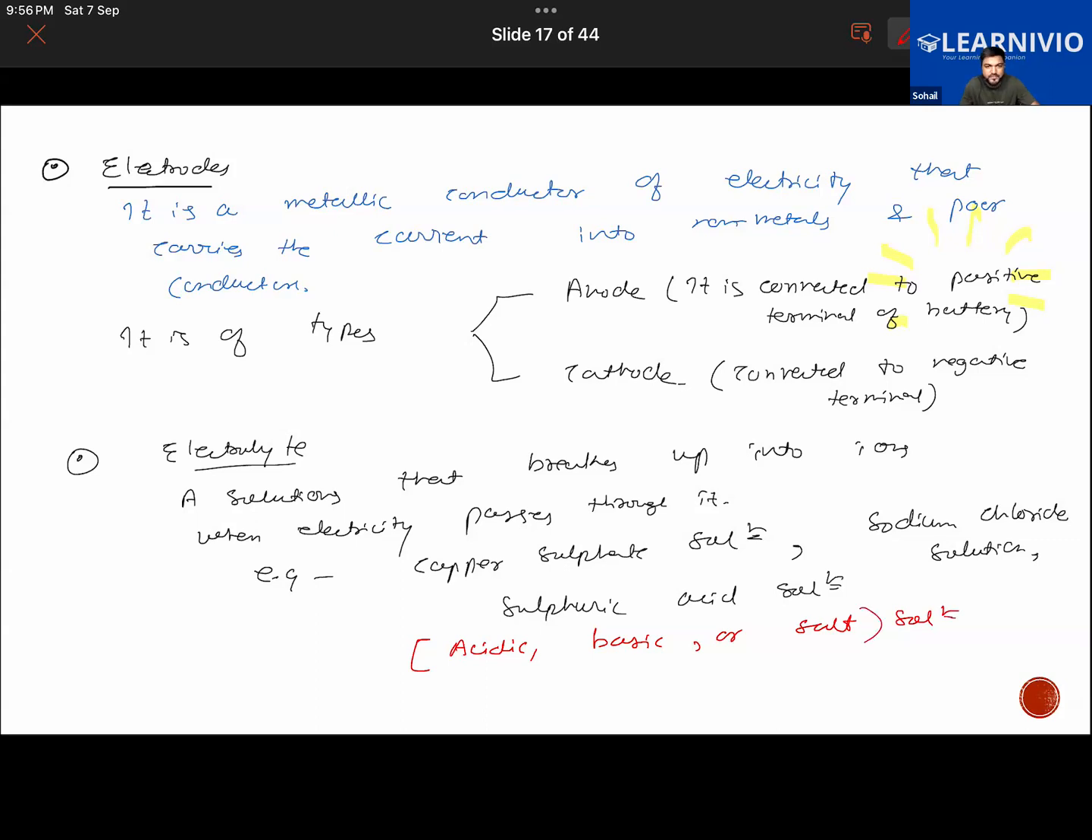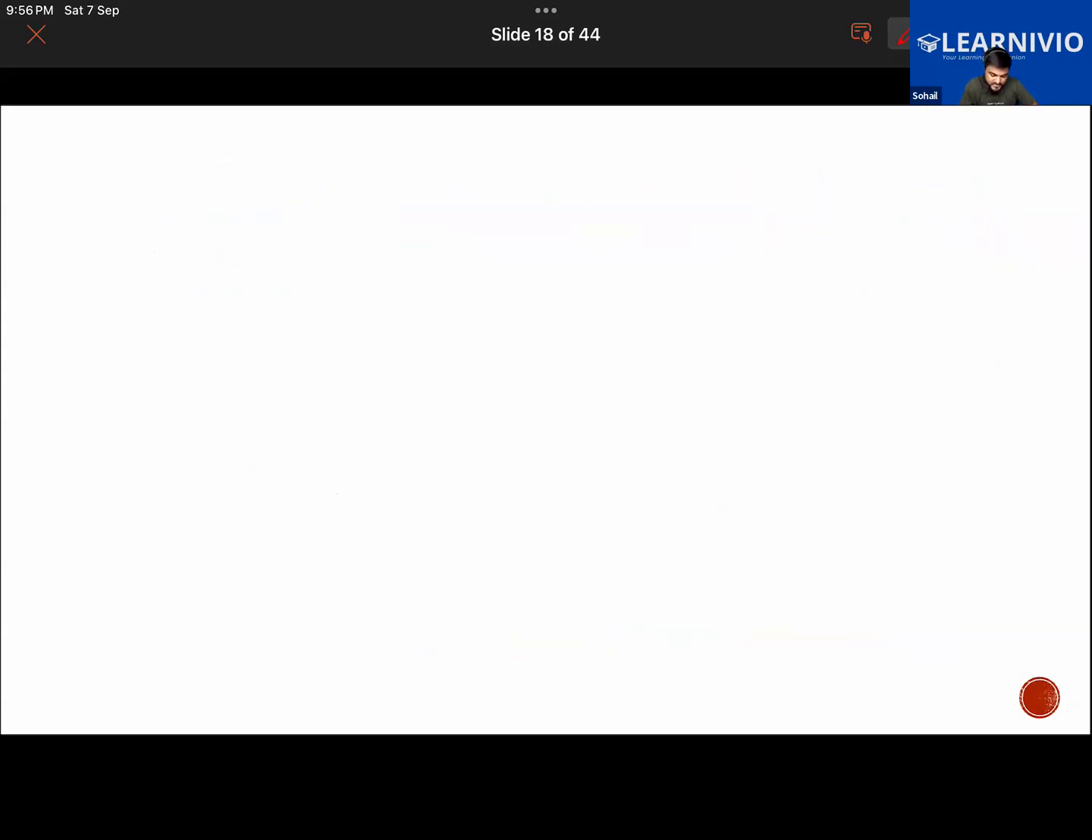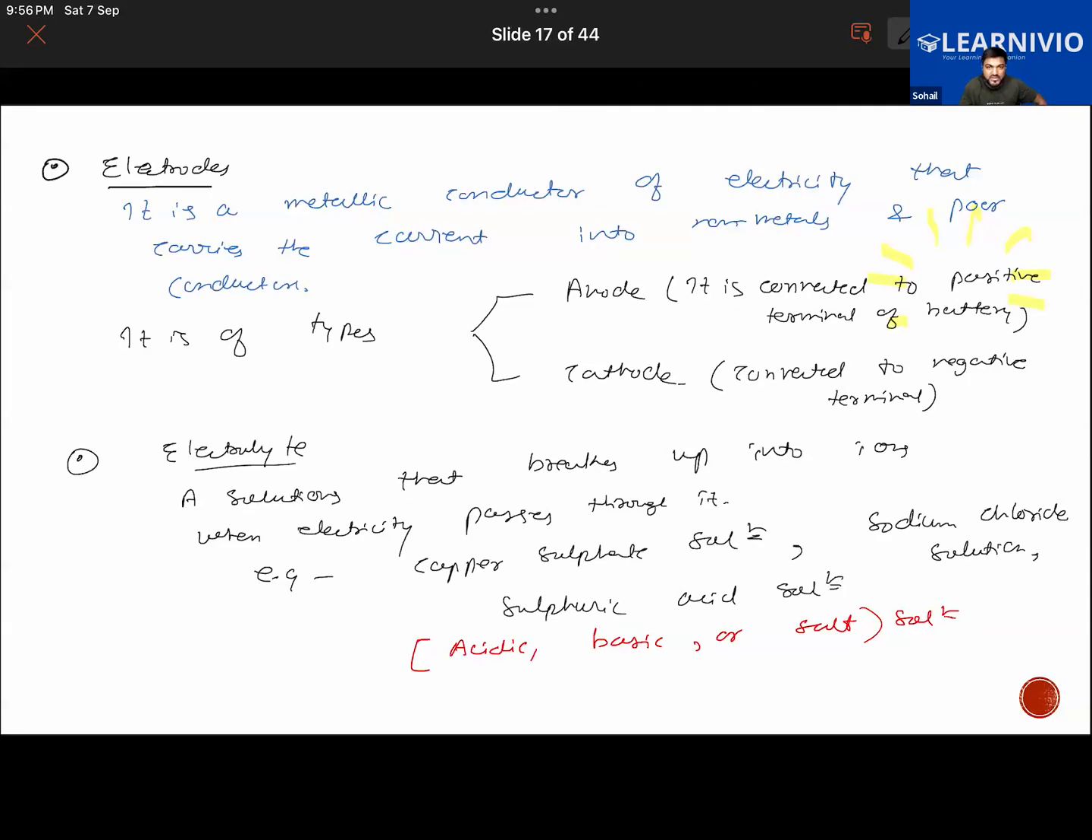So that is the thing. Now next we have anions and cations. Were you guys noting it down? If anyone is noting it down, please let me know. No? So I'm noting it down. Okay, okay.